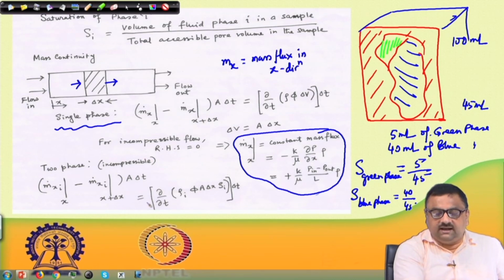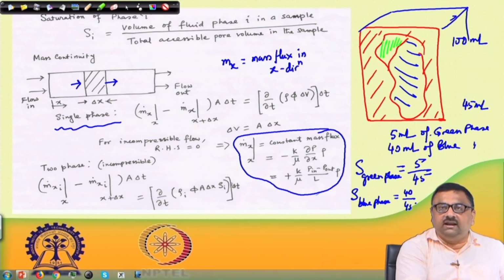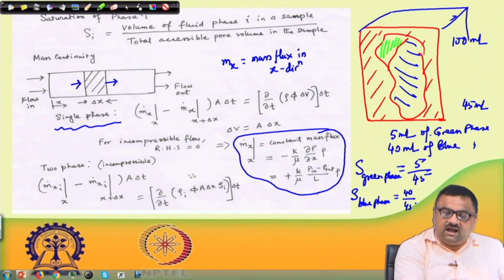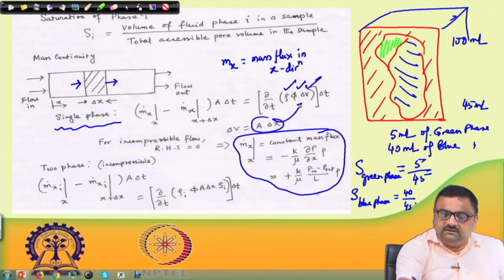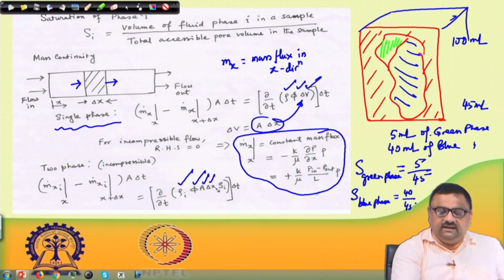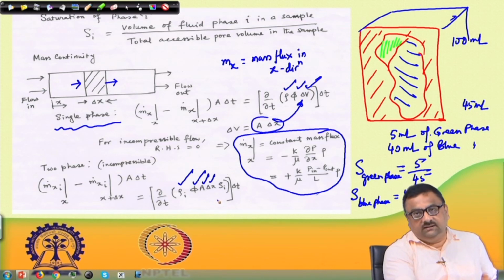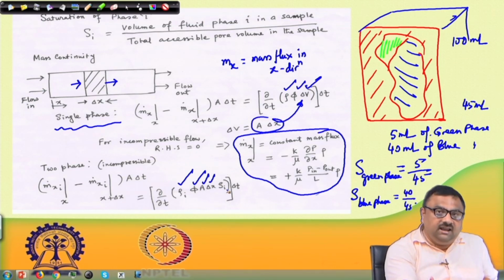So, on the right hand side, we are talking only about any accumulation that might have taken place as far as the ith phase is concerned. In this case, that would be rho phi delta V, and delta V is A delta x. Here, instead of rho we have rho i, phi is there, A delta x is there, multiplied by a saturation term Si, because we are talking about the ith phase.